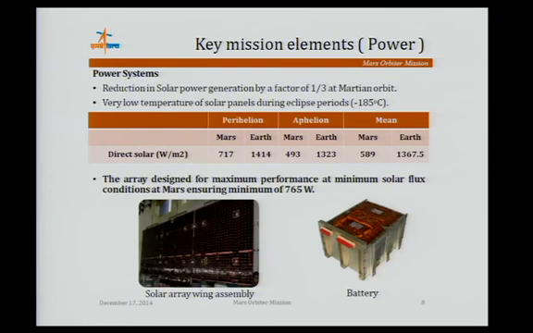Next, power system. Basically, there is a reduction in solar power because of the different phases of the mission. There will be different solar radiation. Normally in a Mars mission it will be nearly 1/3 of what we see in Earth-bound orbit, and very low temperature of the solar panel during the eclipse period. These two are the major constraints. Our design takes care of handling all these things. The solar array is designed for maximum performance at Mars solar-plus condition of around 765 watts with quite good margin. The figure shows the solar panel and battery subsystem.